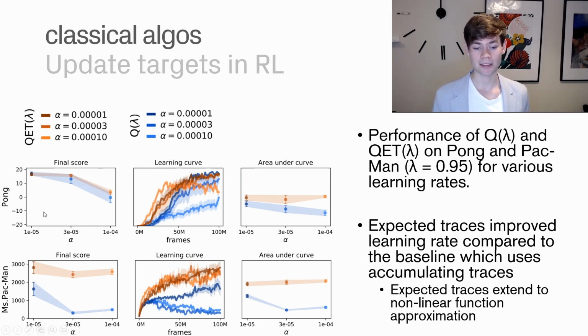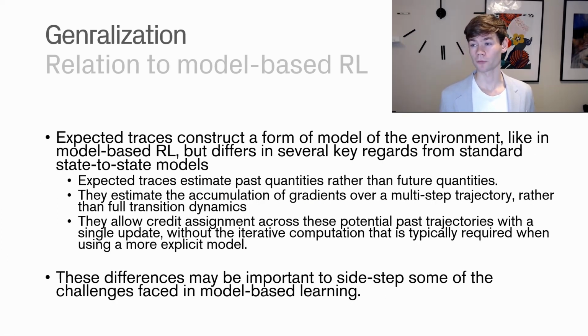And we can see that through basically all of these, right? So we can see the final score is generally higher for the expected trace algorithms, and the learning curves are both faster and also have a larger area under them. So we want to maximize the area here, right? Because if the area is large, that basically means we've got a high performance across learning. So yeah, for all the metrics evaluated on these games, the expected trace algorithm performs better than the standard eligibility trace algorithm.